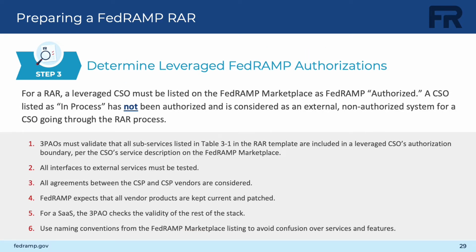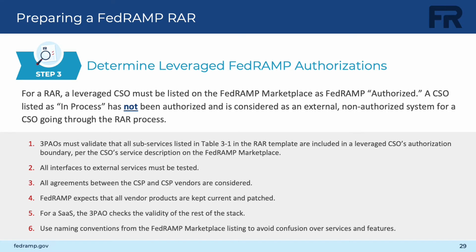Step 3 is to determine leveraged FedRAMP authorizations. If there is a FedRAMP leveraged cloud service offering, be sure to provide the specific details regarding this relationship in Table 3-1, called Leveraged FedRAMP Authorizations. The leveraged CSO must be listed on the FedRAMP marketplace with the status of authorized.